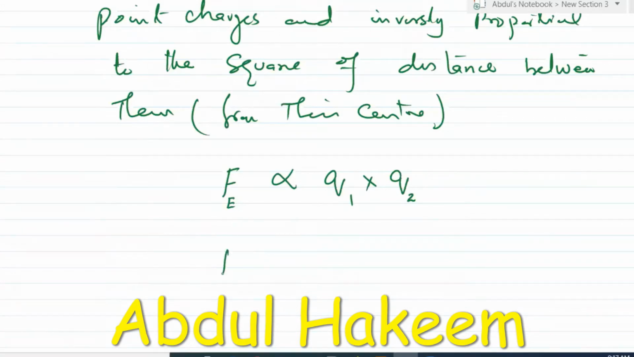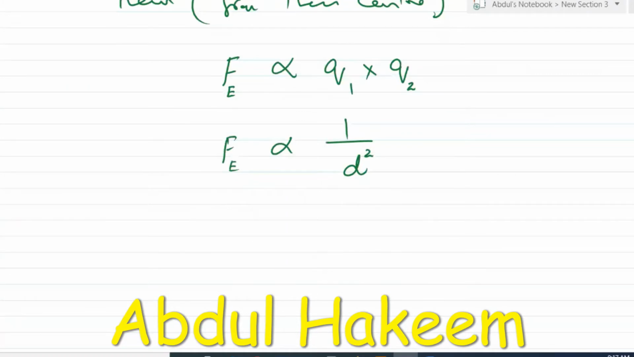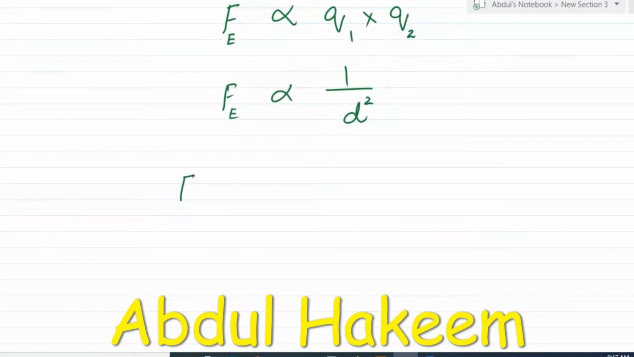And number 2, this electric force is inversely proportional to distance squared. It means the inverse square law is valid. When the distance becomes double, force decreases by 4. When the distance becomes 10 times, force decreases by 100 times. Inverse square law. When both relations are combined, electric force is directly proportional to Q1 Q2 over d square.